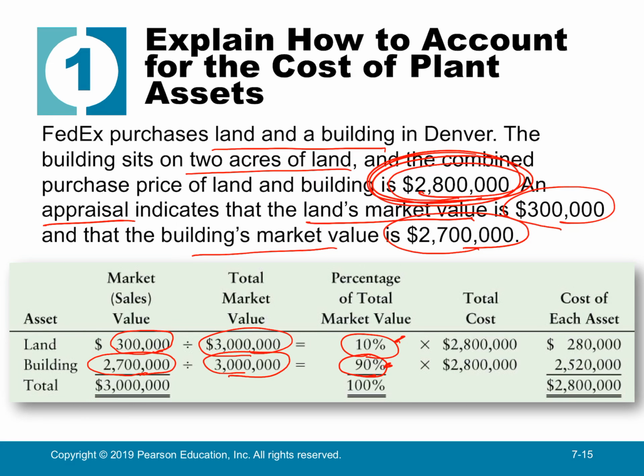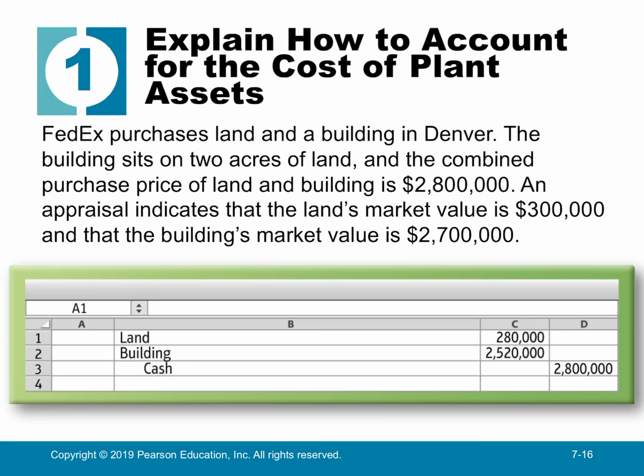Then we can apply these percentages that we found to what we actually paid. And that's how we can divide up the paid cost, the historical cost of 2.8 million, between the land, 280,000, and the building, 2,520,000. So again, you're not going to put this 3 million on there. You're still accounting for the 2.8 million purchase, but that's how you'll break up the cost. And so you see the actual journal entry: you're debiting land for 280,000, debiting building for 2,520,000, and crediting cash for 2.8 million.